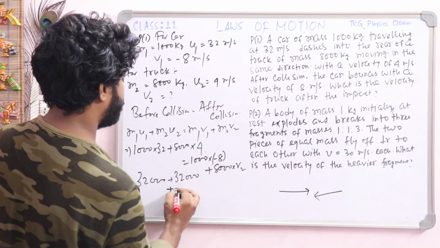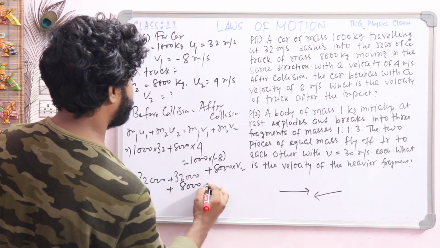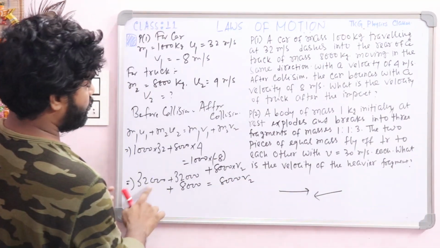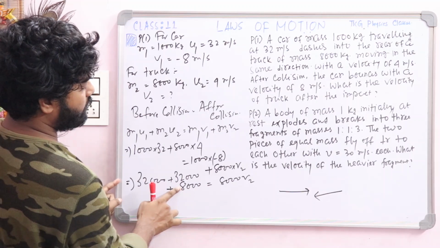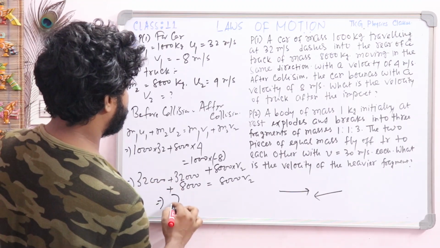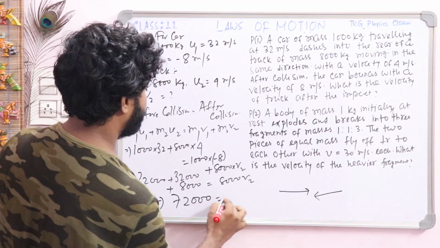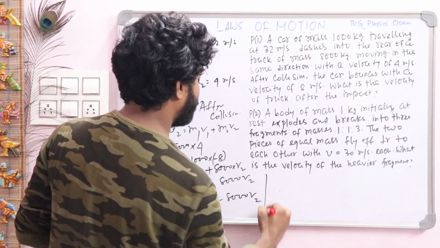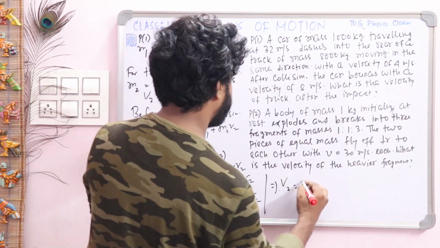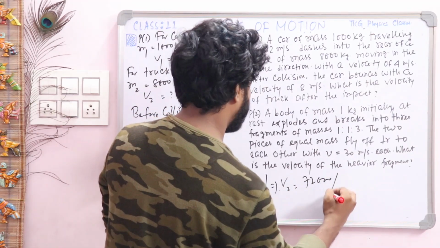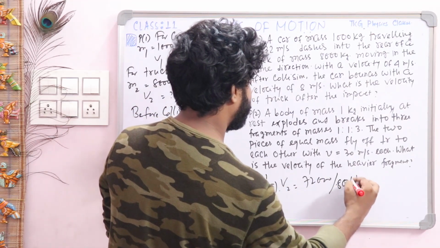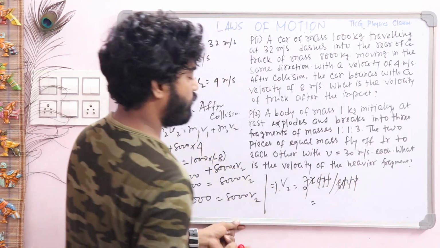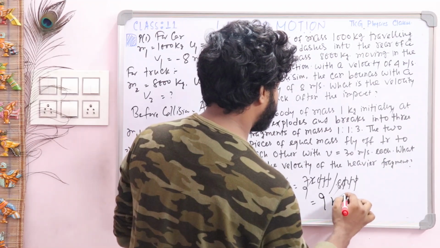So when this one goes to the left hand side, that is plus 8000, that is 8000 into v2. So 64 plus 8, that is 72. So this one is 72000, that is equal to 8000 into v2. So from here the value of v2 will be 72000 divided by 8000, that is 9 meters per second.